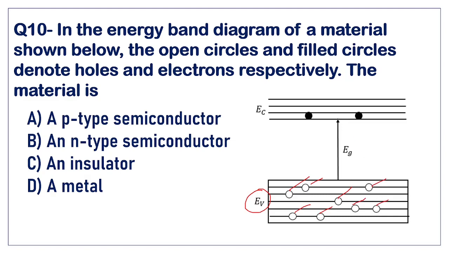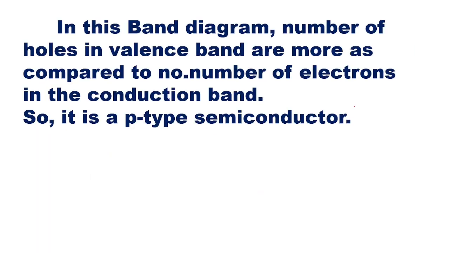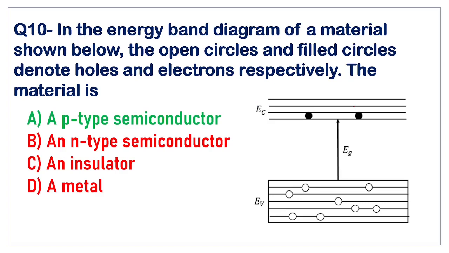And in the conduction band, you see a very few number of electrons. So the material in which there are a large number of holes and few electrons, so holes are acting as the majority charge carriers, is a p-type semiconductor. In this band diagram, the number of holes in the valence band is more as compared to the number of electrons in the conduction band. So it is a p-type semiconductor. So option A is the right answer, that is p-type semiconductor.